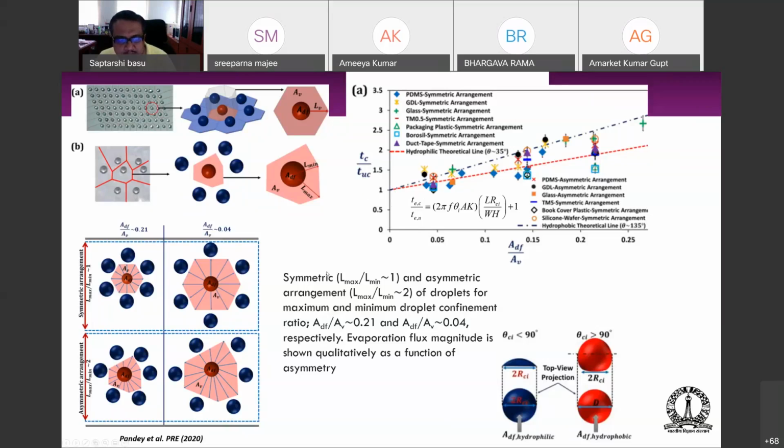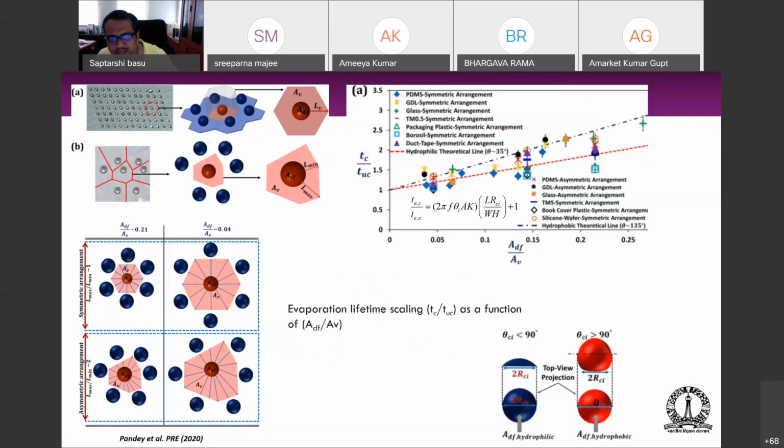Okay, so this was published in PRE, early this year, actually. So it shows that regardless of the extent of confinement, if we know the geometrical factors and if we know the confinement arrangement, we can predict what will be the time scale of evaporation in the case of these confined droplets. Okay, so it always scales as a function of this. So that was rather interesting.